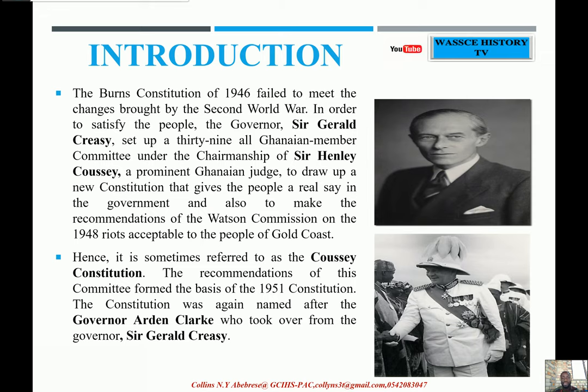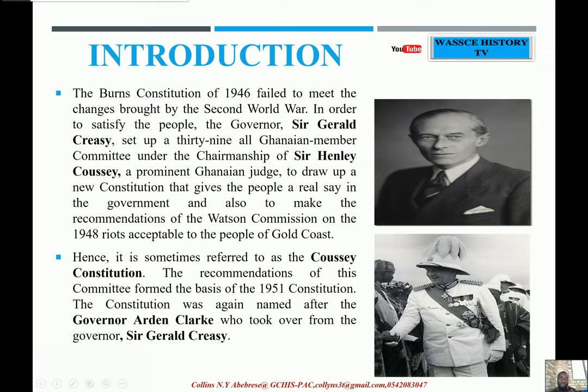So Sir Henry Coussey is the one you see in your shot. And Sir Gerald Creasy is the one you see in your shot here.